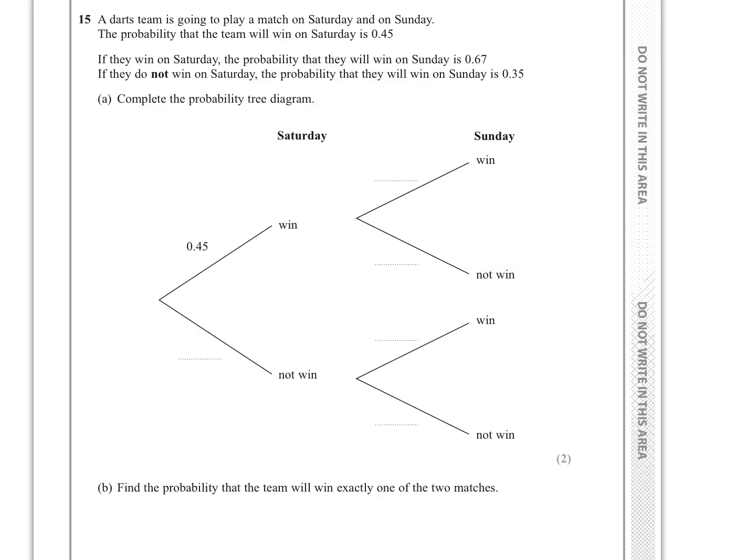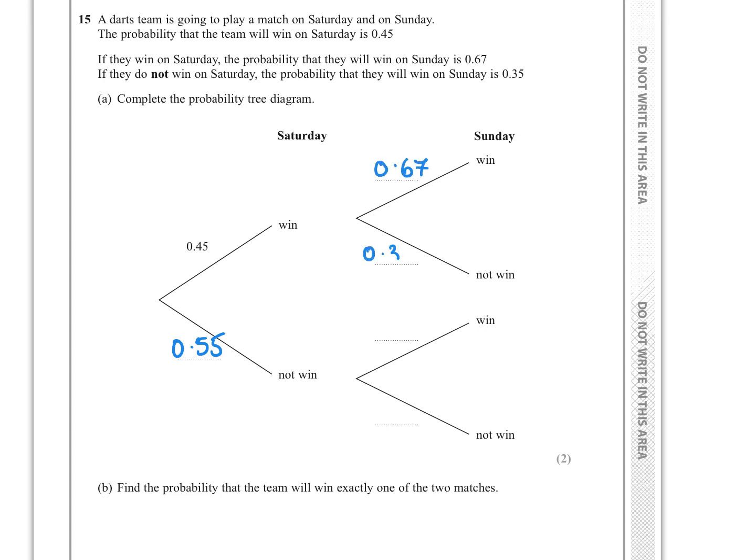Question 15. For me, this is the hardest question on the paper. That's just how my mind works. I'm not brilliant at probability, I have to say. I misread the question a couple of times. So the first thing is it says a darts team's going to play a match on Saturday and on Sunday. The probability that the team will win on Saturday is 0.45. So I was okay with this here. And then it said if they win on Saturday, the probability that they win on Sunday is 0.67.